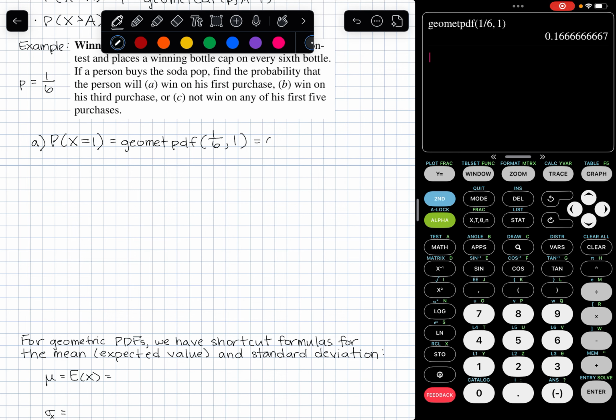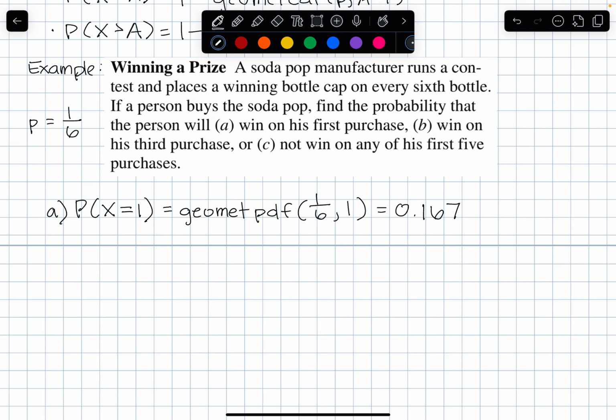And so I get 0.167 rounded, or 16.7%. You'll notice that 1/6 is 0.167, and that makes sense. If the probability of success is 1/6, then if I won on my first trial, I'm expecting that, yeah, it's just 1/6.